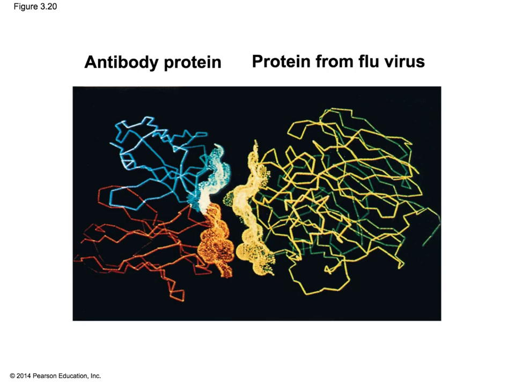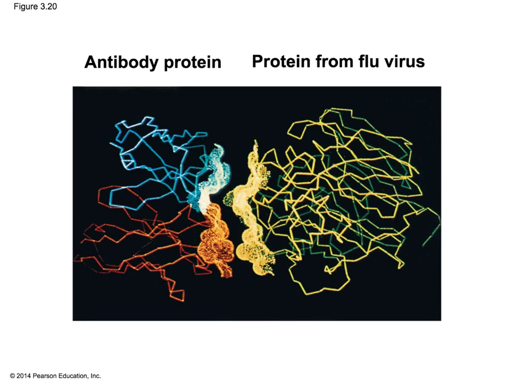You have an antibody on one side, a protein from your body, and a protein from the flu virus on the other side. How many of you have gotten a flu shot yet? Flu vaccine. Get it, or else you're all going to be sick come December.